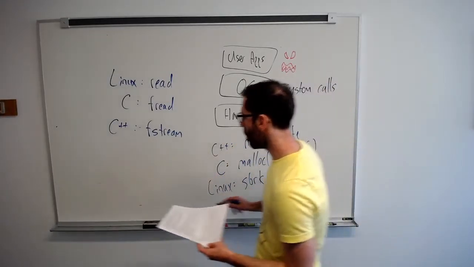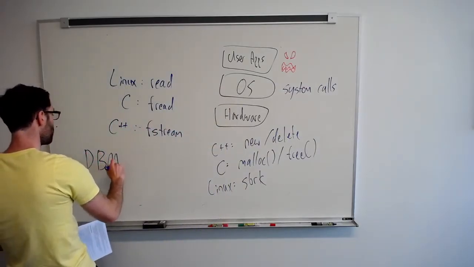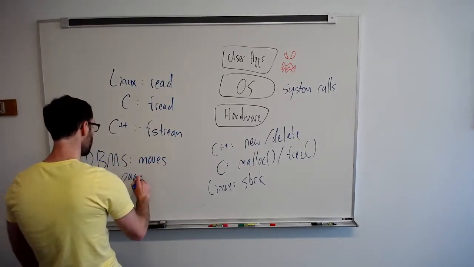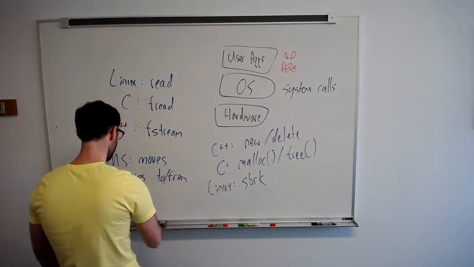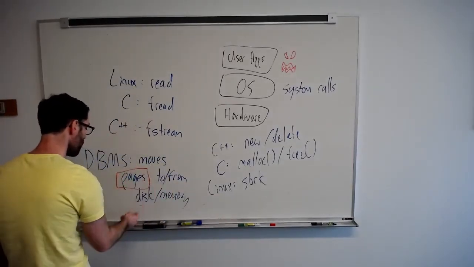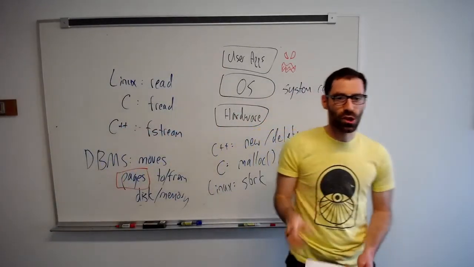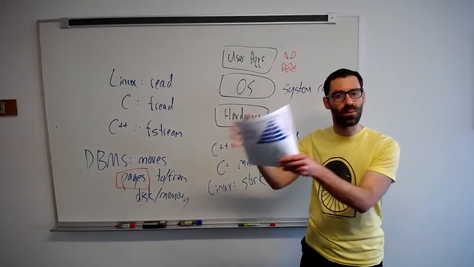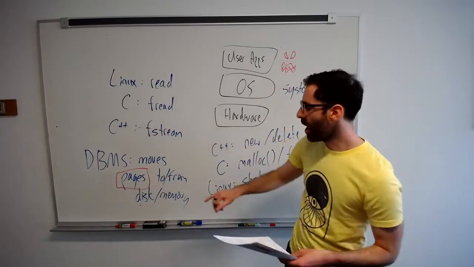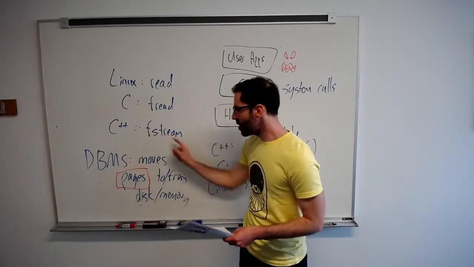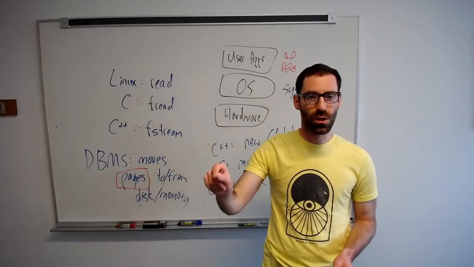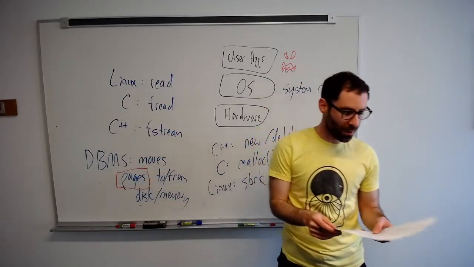And so our database management system moves pages to and from disk and memory. In particular, this term pages is just the terminology for these fixed-size chunks of memory that are getting moved between main memory and disk. And this is what the buffer pool manager is doing. It is coordinating how pages get moved to and from disk. And this is the piece that you will be implementing.